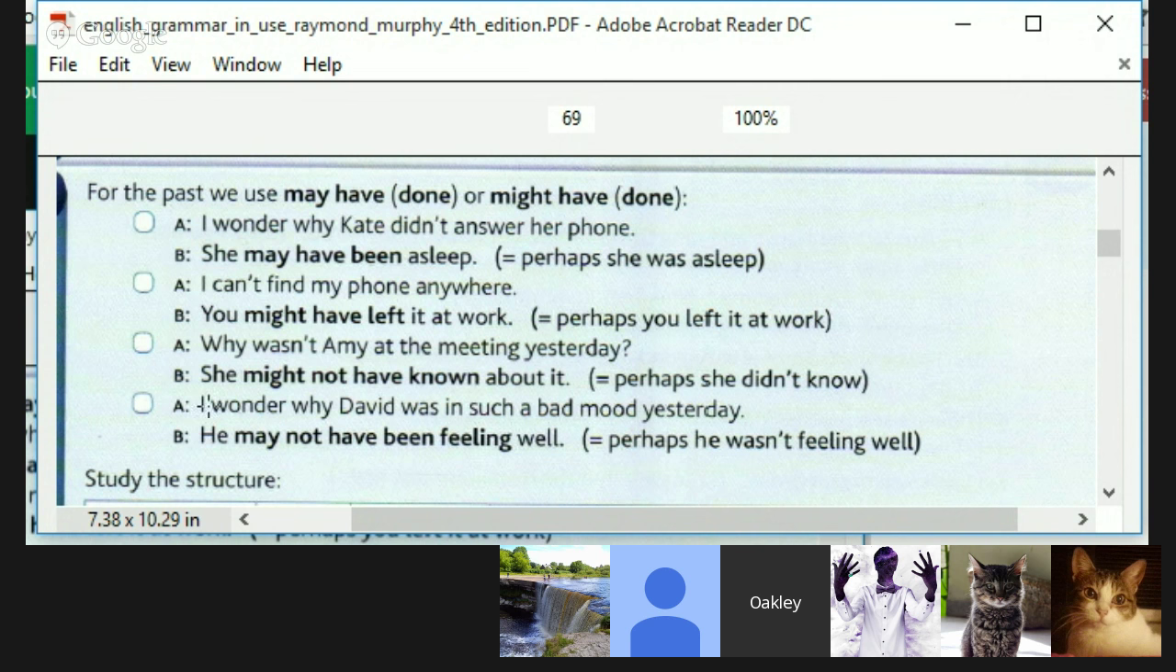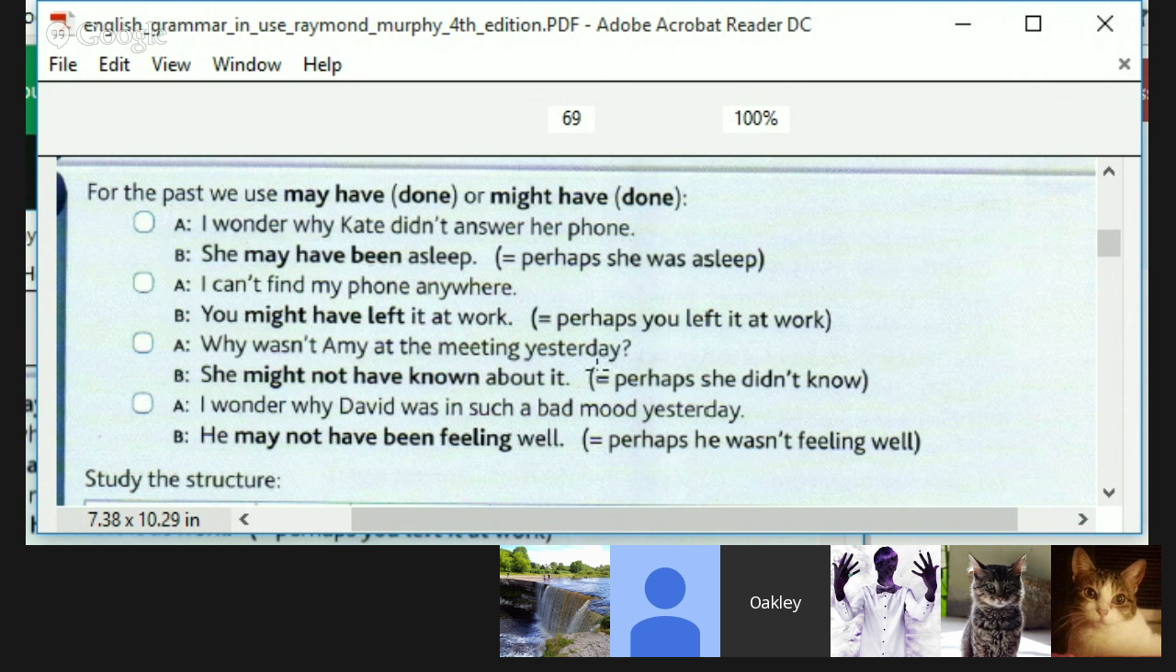So in dialogue examples here, and it would occur in a dialogue very often. I wonder why Kate didn't answer her phone. She may have been asleep. Okay, perhaps she was asleep. All right. I can't find my own phone anywhere. You might have left it at work. All right, past tense. You left it at work earlier in the past.